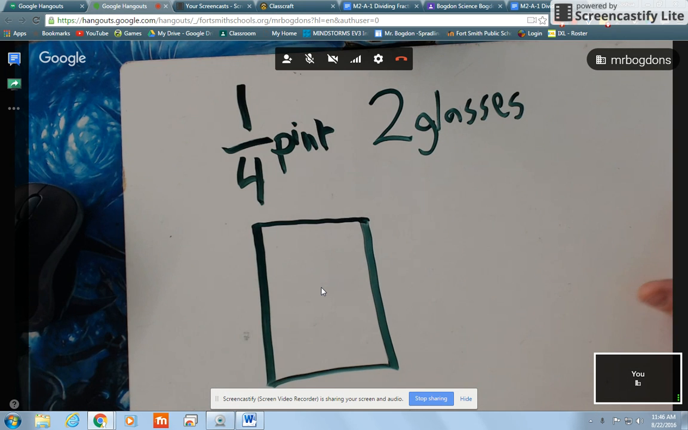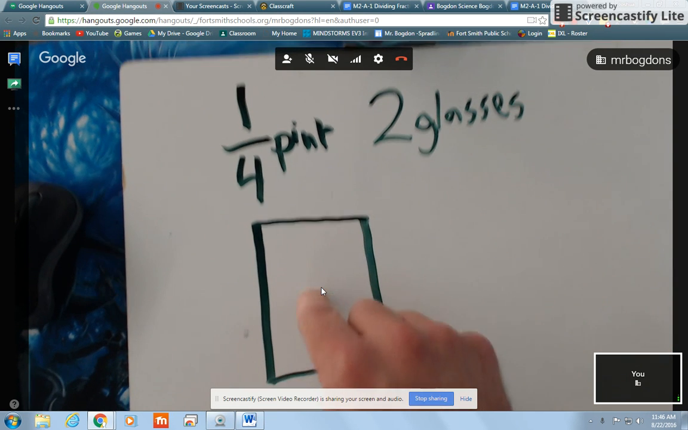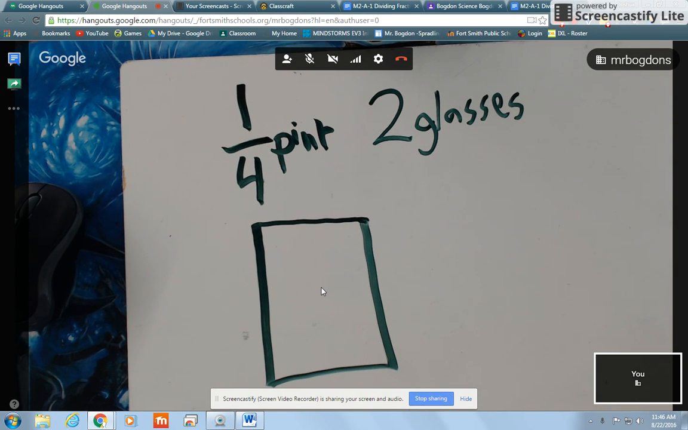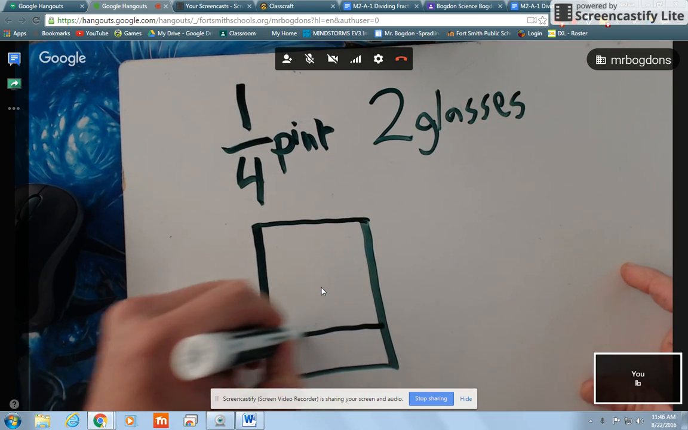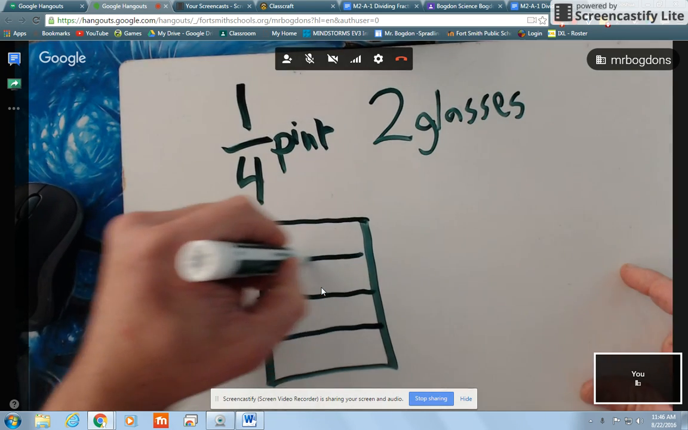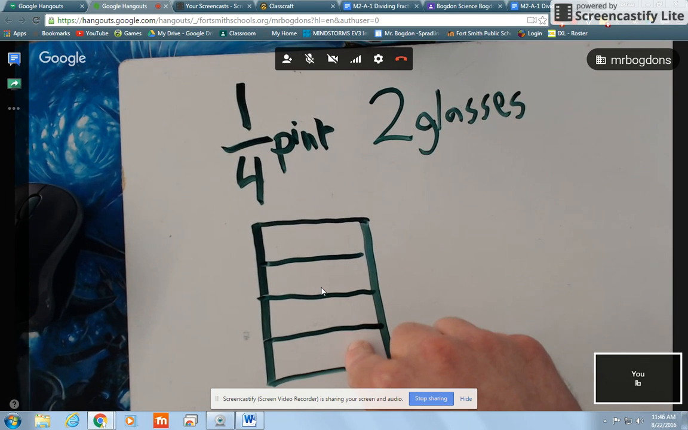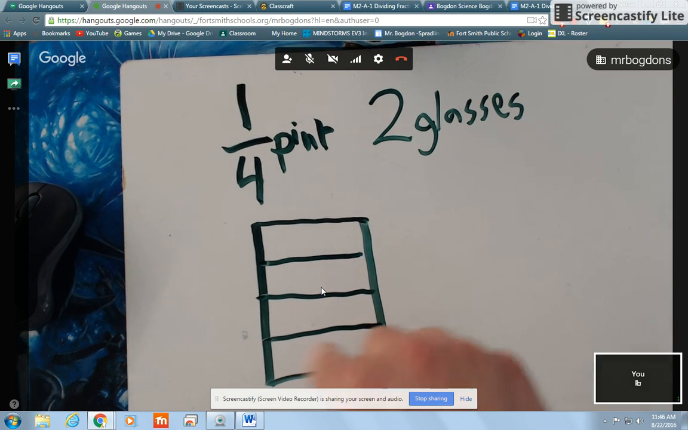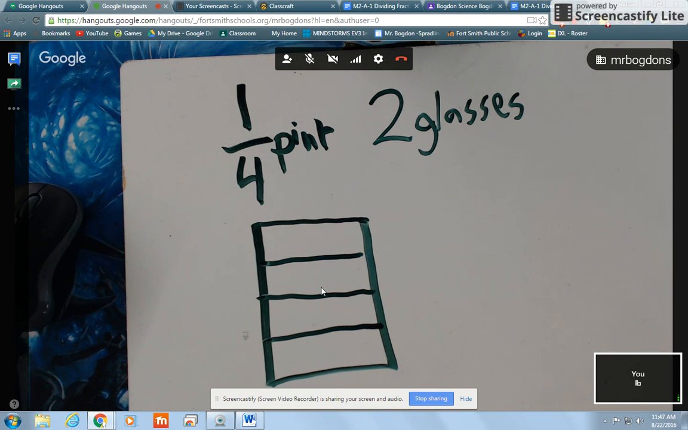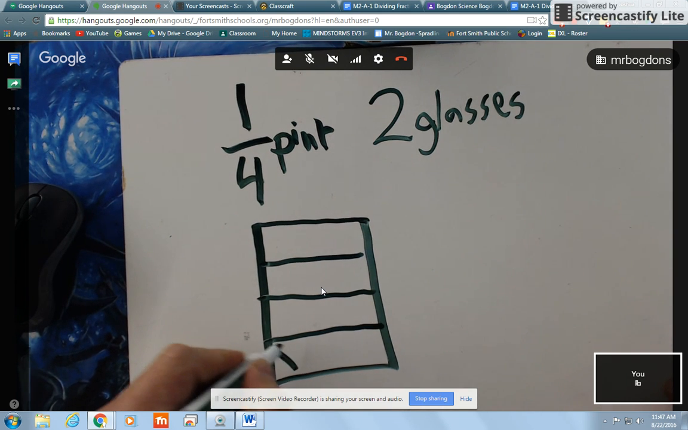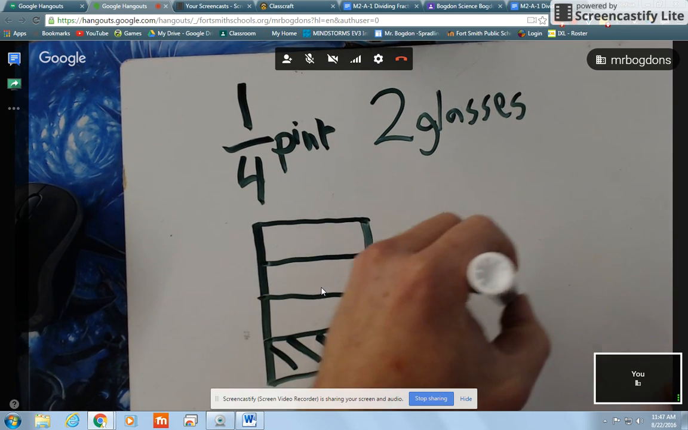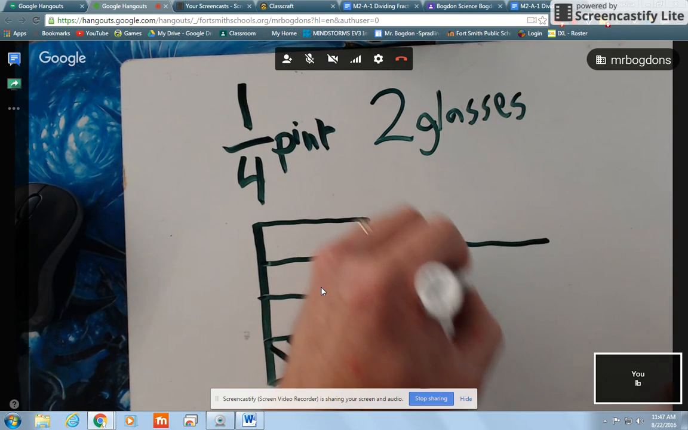If I wanted to represent 1/4, how many pieces do I need to split this pint into? Very good. 1, 2, 3, 4. So 1/4, 2/4, 3/4, 4/4. 4 divided by 4 is going to be 1 whole pint. Now, to represent 1/4, what do I need to shade in? Just 1. But then I know that I've got how many glasses?